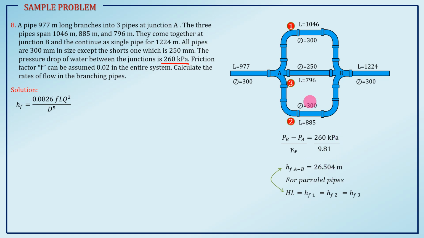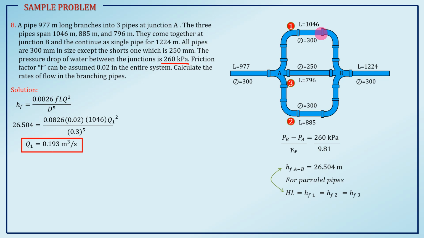Now, let's solve for Q1. We just substitute, no? HF1 is equal to 26.504 meters. So, we have 26.504 equal to 0.0826. F is given 0.02. Length, there it is, 1,046. Q1 is unknown, then diameter is given 0.3 raised to 5. So, solving for Q1, it is 0.190 cubic meter per second.